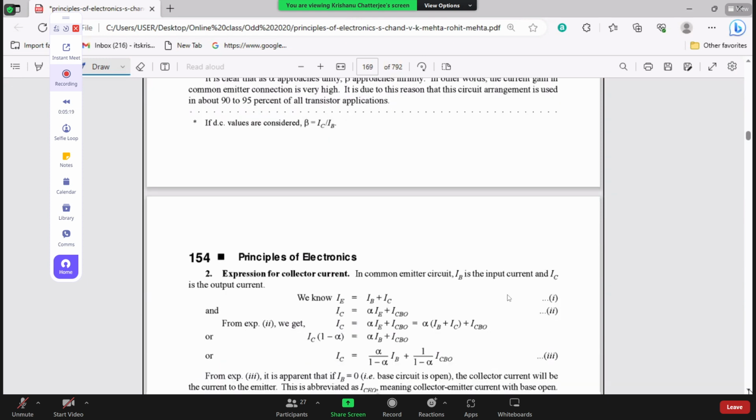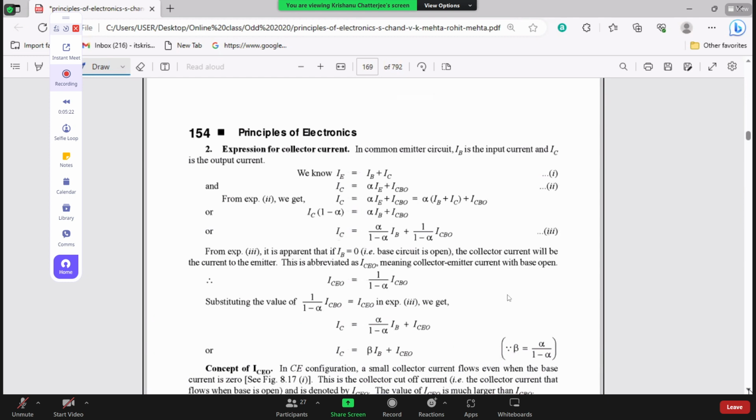Next, what we did in the common base configuration, we will do the same thing over here. We should find out the expression for the collector current. What should be the expression of collector current? Because we know that if the base emitter junction is open, in the collector emitter junction in CE configuration, there will be a flow of reverse current due to the minority carriers, just like in common base.